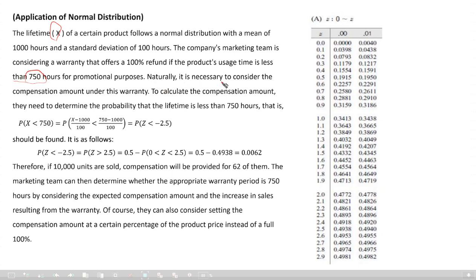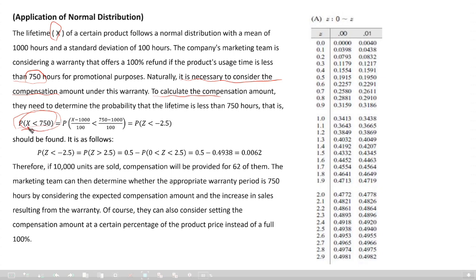Naturally, it is necessary to consider the compensation amount, right? The compensation amount depends upon the probability of x less than 750. Calculate the compensation amount. They need to determine the probability that lifetime is less than 750 hours. That is the probability x less than 750. We have to find out this probability.